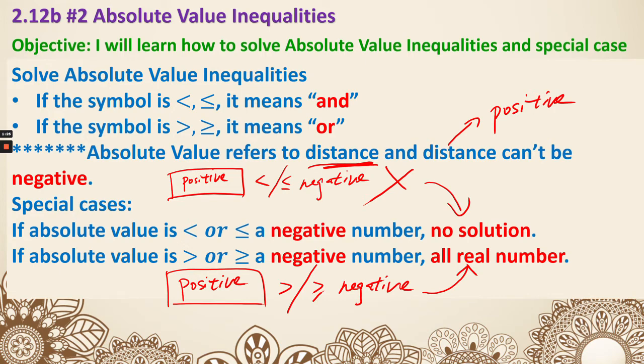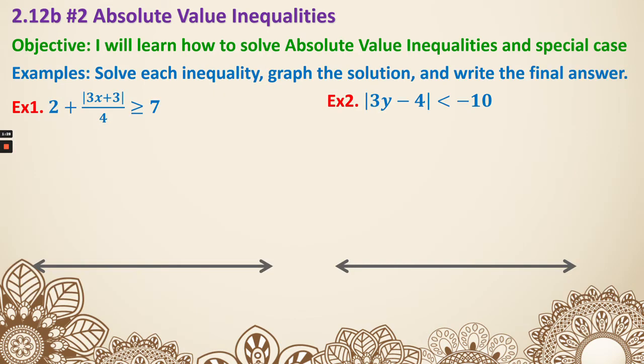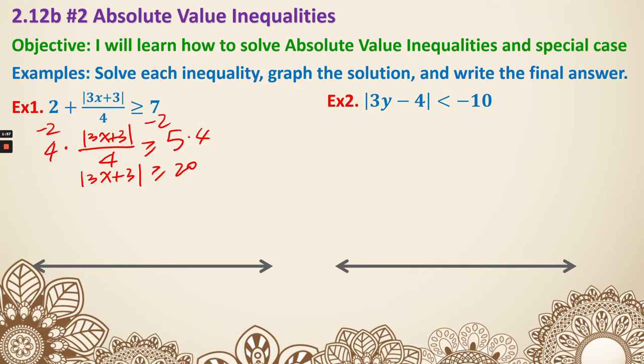Now let's start solving some inequalities. Example 1. First thing we need to do is to subtract the 2 from both sides. You can also choose to multiply the 4, but then you need to make sure you multiply the 4 on every single thing. So if we subtract 2, we are going to get (3x plus 3) over 4, that is greater or equal to 5. Then we're going to multiply both sides by 4, that's going to give us 3x plus 3, that is greater or equal to 20.